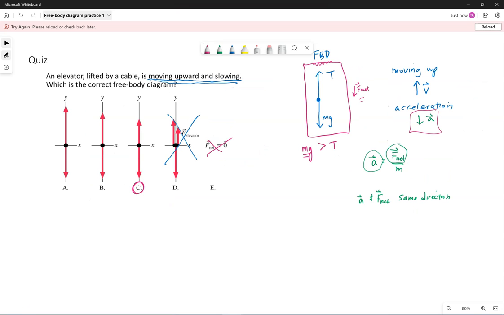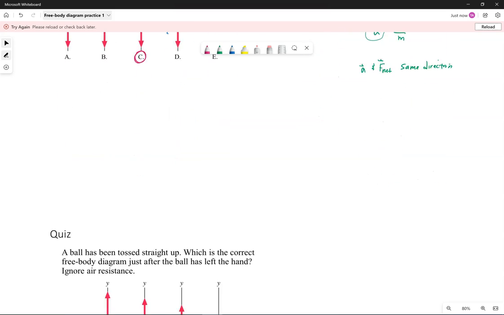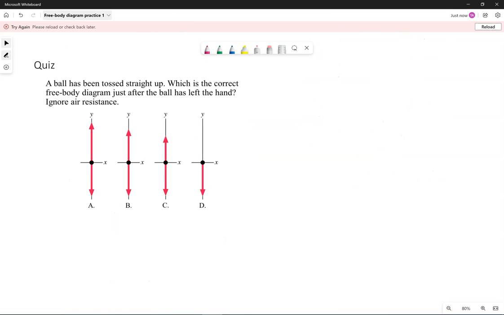Let's do one more example in this video. I do have a few more examples, so I'll just make another video with that. So question, again, pause, determine what you think the answer is, and then watch the solution.